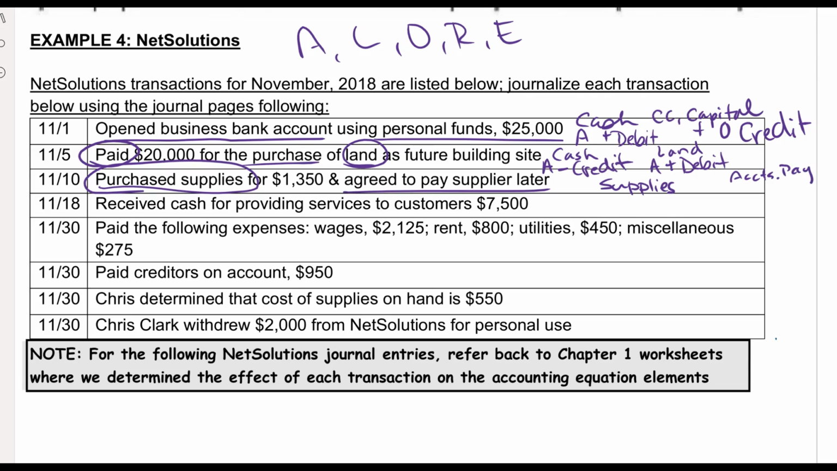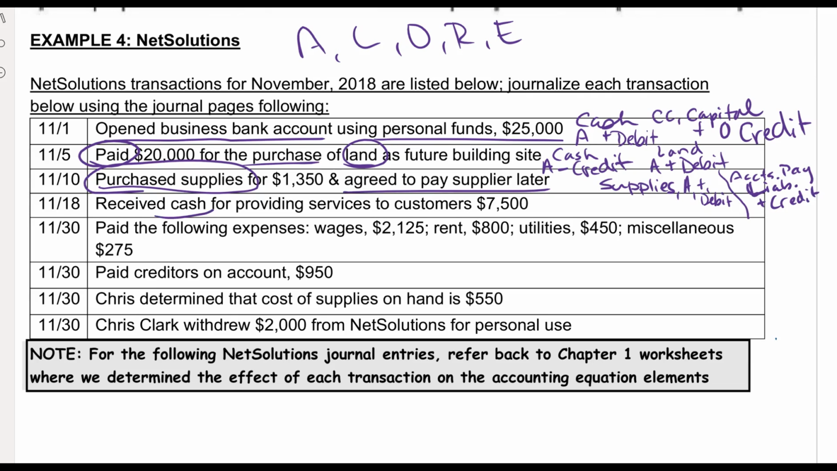Supplies, what kind of account is that? It's an asset and it's increasing. So we will debit supplies. Accounts payable is a liability. We are also increasing it, but to increase a liability, you will credit that liability.